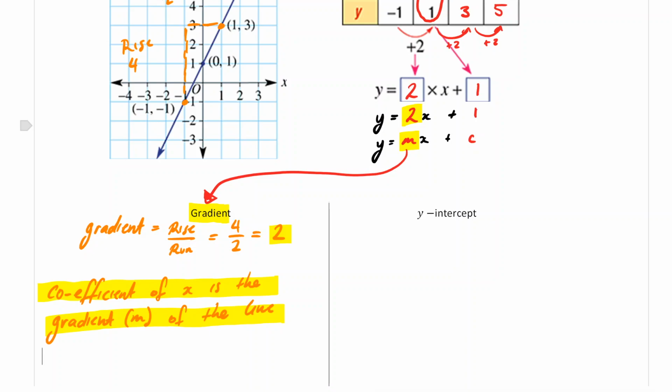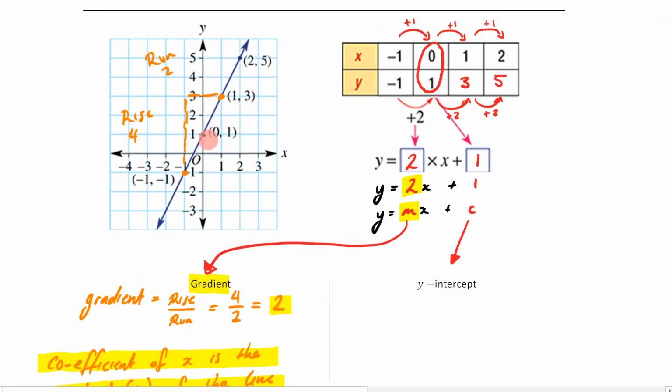We now move on to the next one, which is saying that my constant term, which is 1, should be my y-intercept. So that means my y-intercept should be 1. Well, let's look at our graph. There's our y-intercept. What is my y-intercept? It's 1. My y-intercept is 1. So this checks out. This is true. The constant term here, so this 1, was my y-intercept.